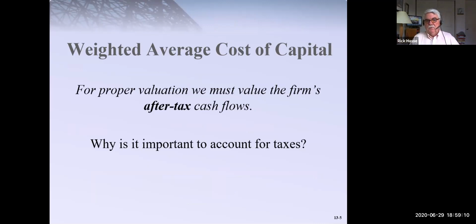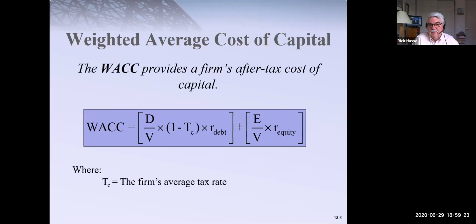Now, for proper value, how can I value a company if I know that? I have to take into account its after-tax cash flows. So now I have to modify my weighted average, and look what I'm doing here. On the equity side, it's exactly the same: the relationship of equity market value to the total value times the cost of equity. But it's important to include tax in the cost of debt. Why? Because tax is deductible.